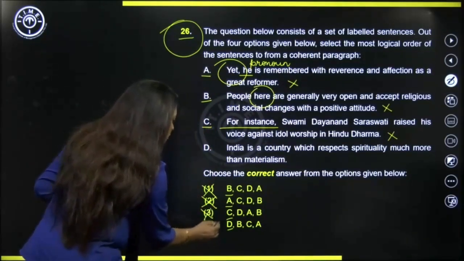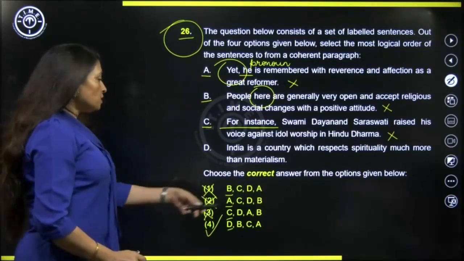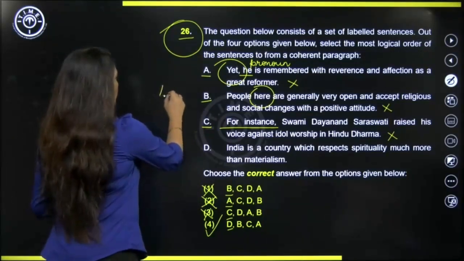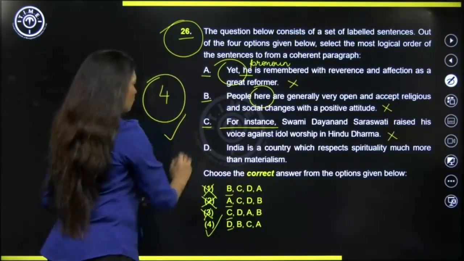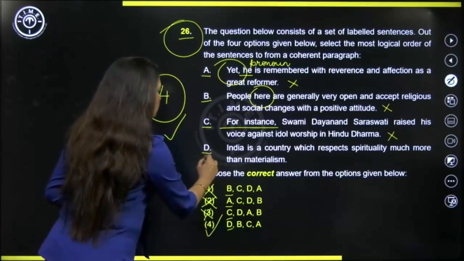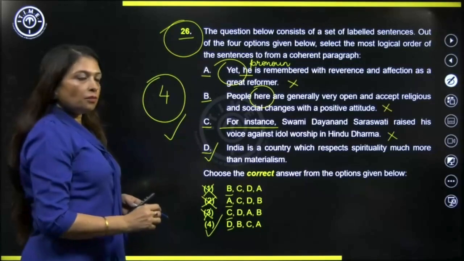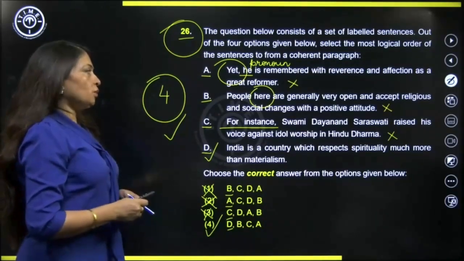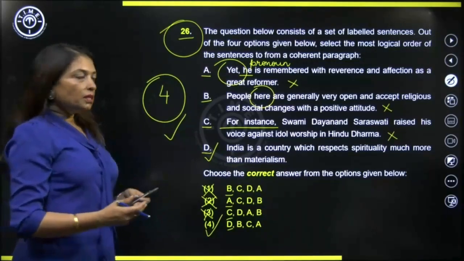We eliminate that choice which begins the sequence with C, and we've got the correct answer in the form of option 4 with the sequence D, B, C, A. So, it is D that initiates the discussion. India is a country which respects spirituality much more than materialism.